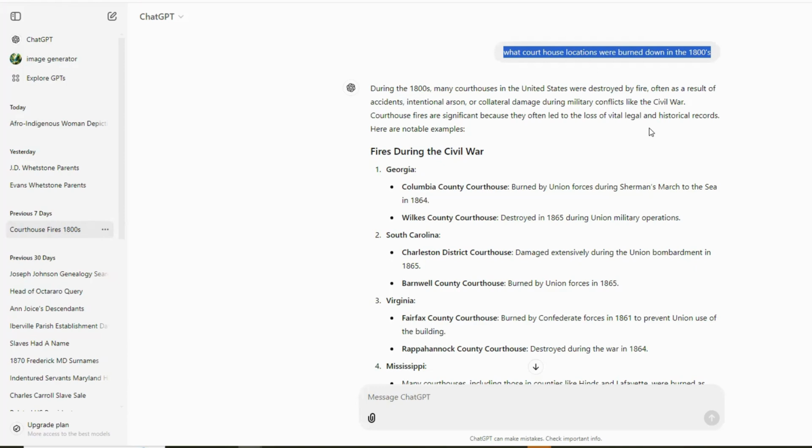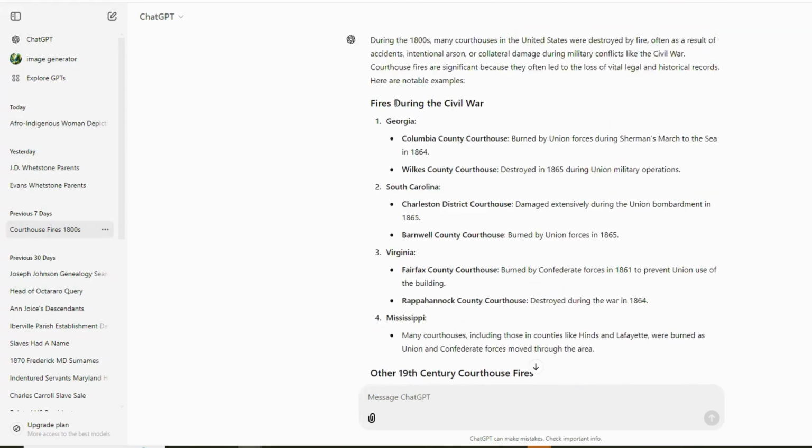So I said, just tell me what court locations were burned during a period of time, to give you a broad range. I said, tell me what I'm looking for. So then they came back with fires during the Civil War: Georgia, Columbia, Wilkes County. And I know that I've been looking for records in these areas, and I'm like, wait a minute. Literally, I've been looking at Barnwell for South Carolina research. And now this is making sense. How come I'm not pulling back someone's probate records or deeds?